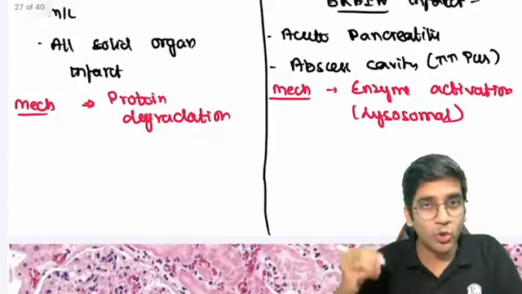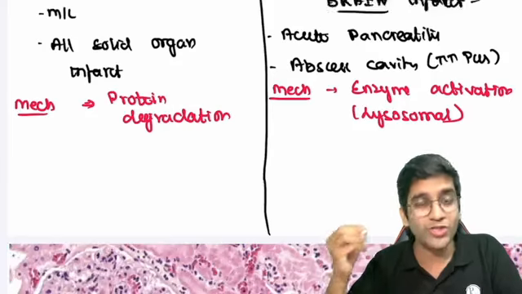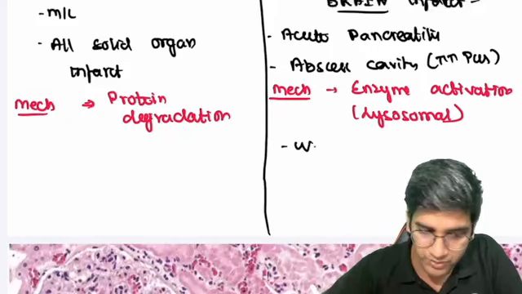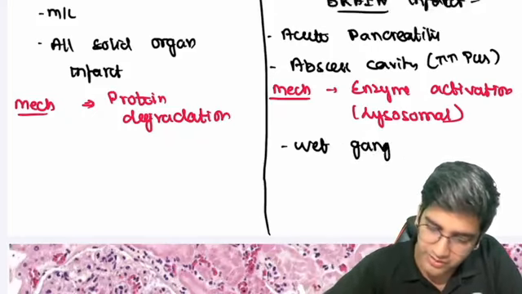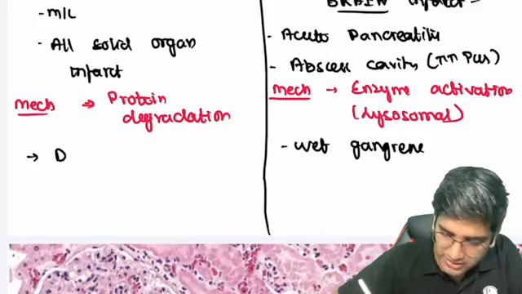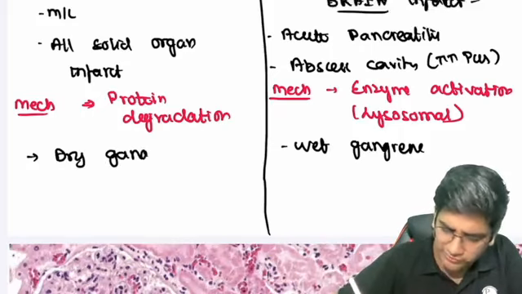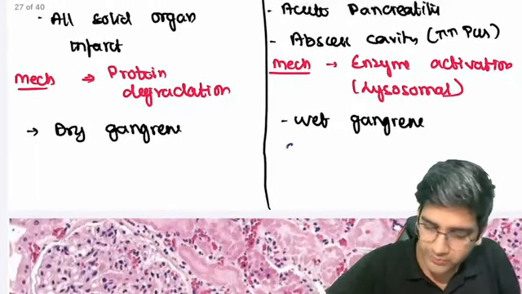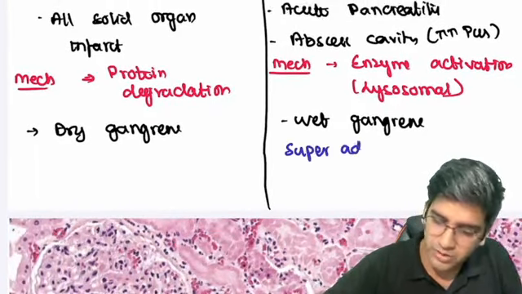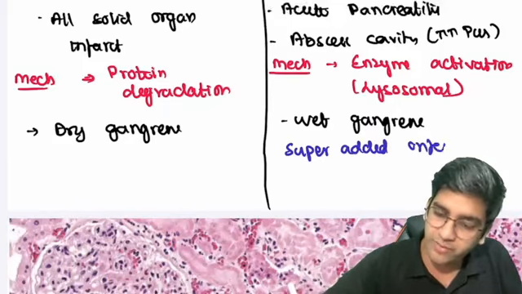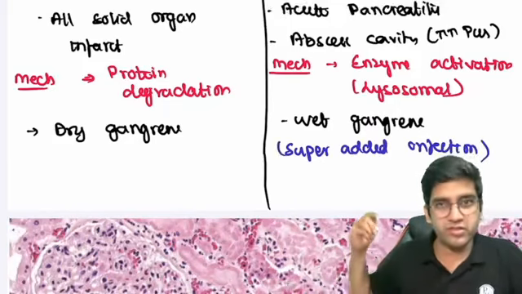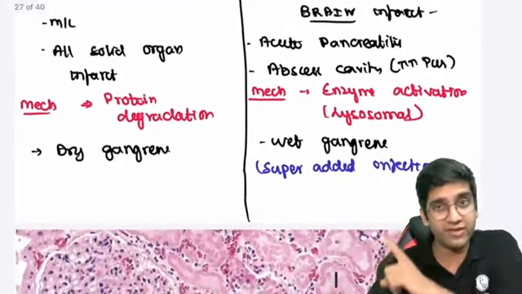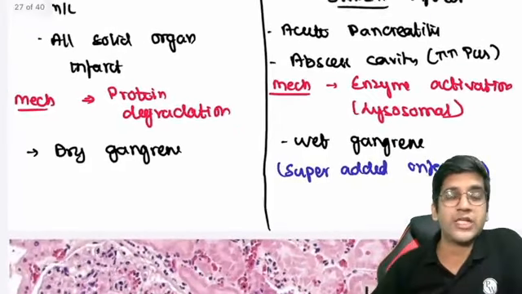Wet gangrene, though it is a solid organ, has more and more inflammation, so it results in liquefactive necrosis. In dry gangrene, which is a simple solid organ infarct with no superadded infection, you'll have coagulative necrosis. In wet gangrene you'll have superadded infection, which results in inflammation, lots of pus cells, and liquefactive necrosis. That's more important. It's not the brain infarct I'm worried about. It's the abscess cavity, the wet gangrene where I'll see liquefactive necrosis.